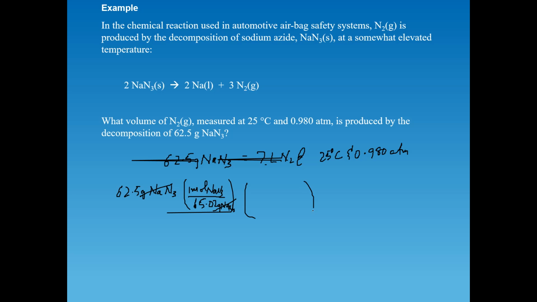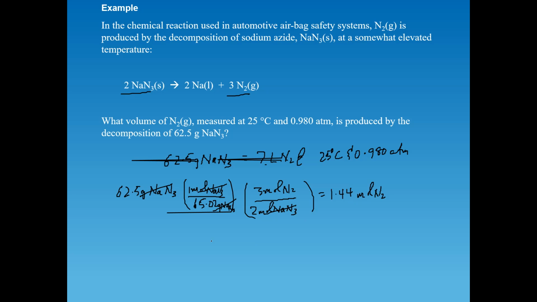The next step would be the mole ratio between the sodium azide and the nitrogen. And as you can see, that's a 3 to 2 mole ratio. So I'd put 3 moles of nitrogen above and 2 moles of sodium azide below, so that this will cancel out with this, and you're going to end up with the moles of nitrogen. Let me do that calculation: 62.5 divided by 65.02 times 3 divided by 2. The answer I got here is 1.44 moles of nitrogen.